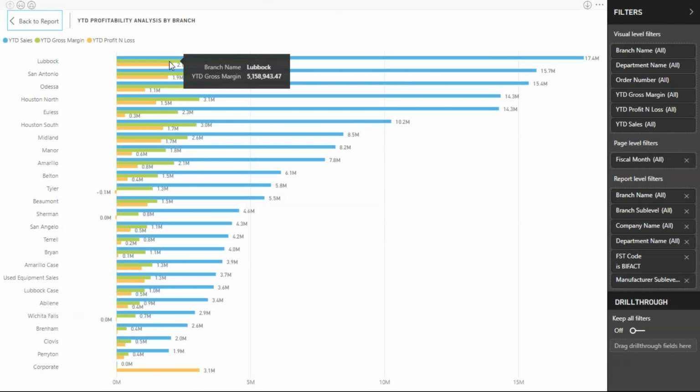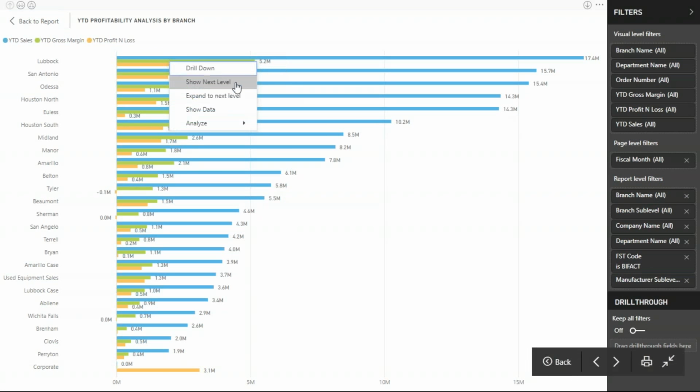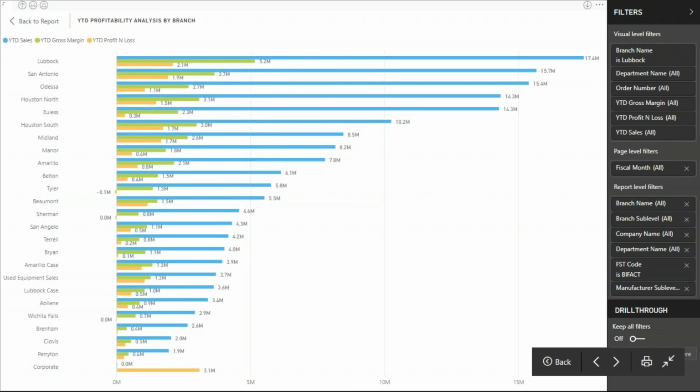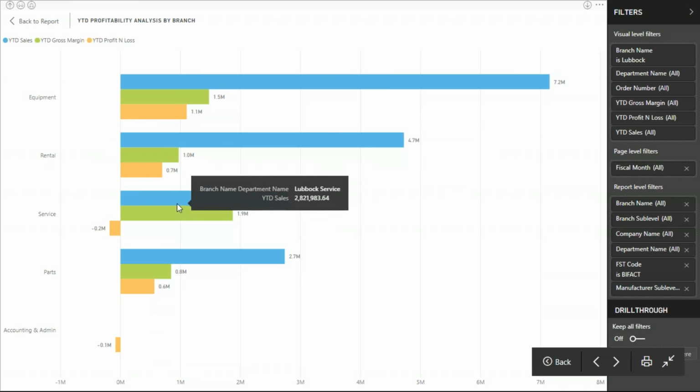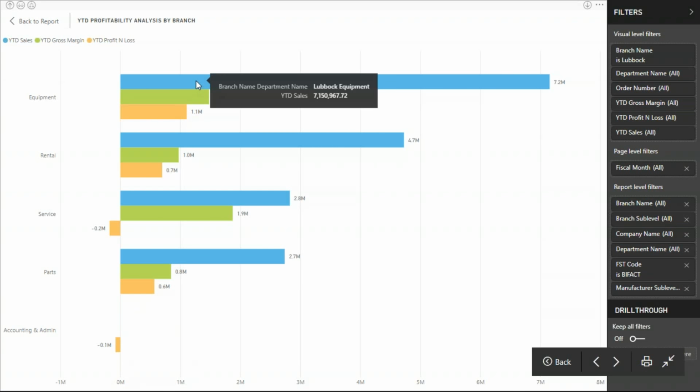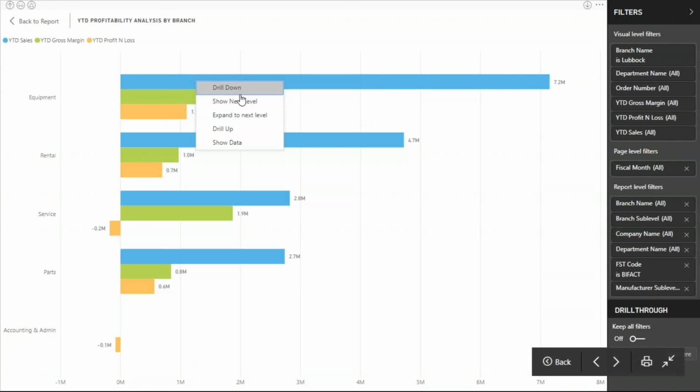Okay, so now if I want to see what makes up this sale of 17 million, I want to drill down on it. I want to get to the details of things. I can just right click and say drill down. It's going to tell me my distribution by branches. So how much did I sell from the equipment? How much did I sell on the rental? How much did the service revenue? What was the part? And of course, accounting and admin is only going to be expense. You're not going to have revenue from that.